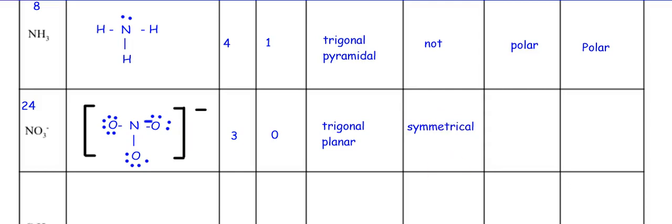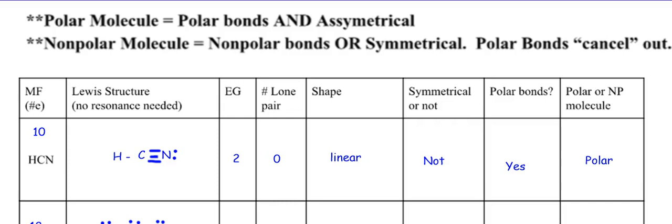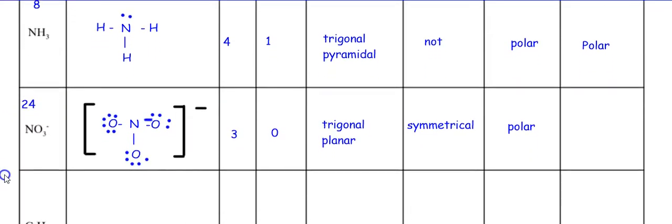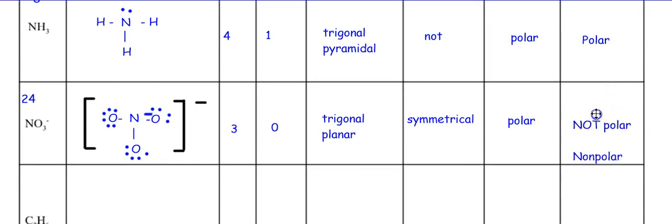Now, what about my bonds? What's an NO bond? We didn't talk about that. Well, oxygen's 3.5, nitrogen's 3.0, subtract, get 0.5, it's still polar. But look, this is our first case. It is symmetrical with polar bonds. What does that mean? Is it non-polar bonds? No. Is it symmetrical? Yes. So no matter what, because it is symmetrical, it is non-polar.